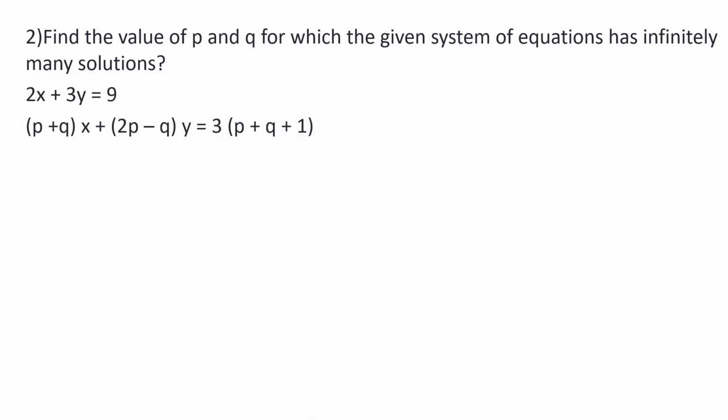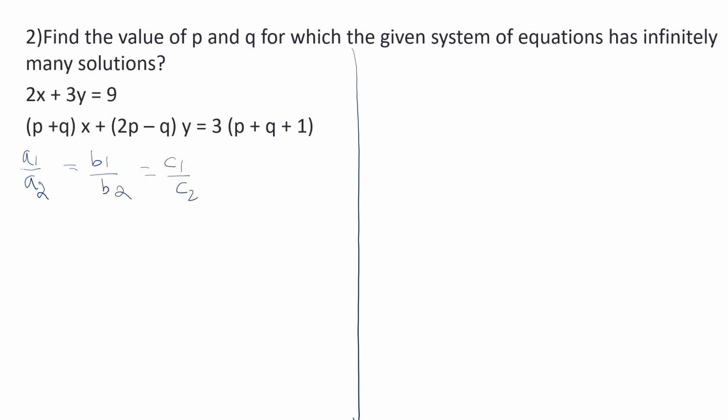Now the next question is to find the value of p and q for which the given system of equations has infinitely many solutions. In this question we are seeing there are two variables missing. So we know that the condition for infinitely many solutions is a1 by a2 is equal to b1 by b2 is equal to c1 by c2.